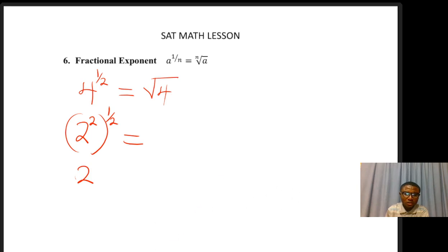Also, the square root of 4 is 2, so 2 is equal to 2, right? Now, whenever you have a to the power of 1 over n, this gives us the nth root of a. Okay, now another example is this.